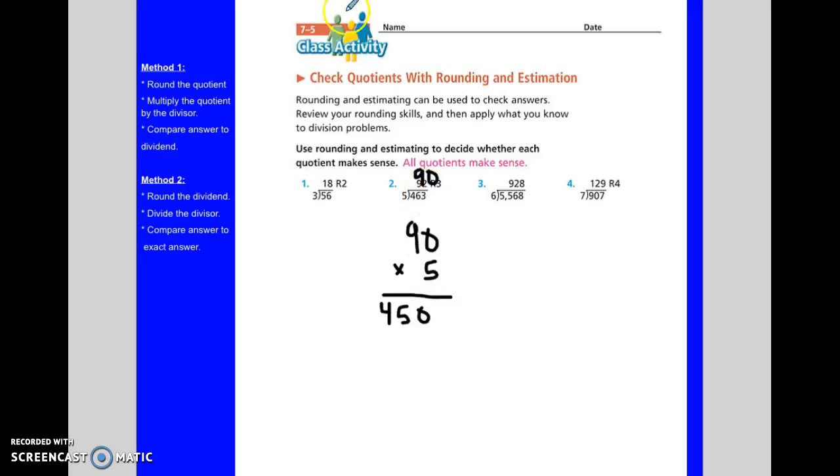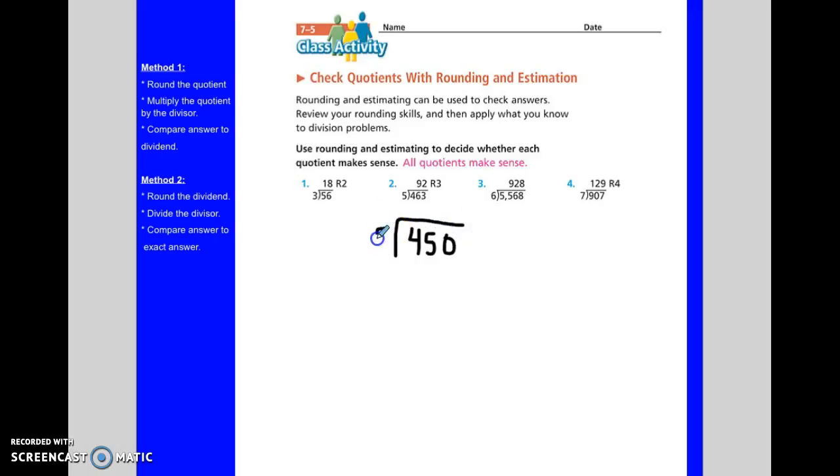All right, let's try it with method 2. So again, in method 2, instead of rounding your quotient, because you're not always going to know your quotient, sometimes you're not, and you'll see in the next problems, we're not going to actually know what the answers are. But you're going to round the dividend instead. And again, you want to round it to something you know 5 goes into. So I'm going to actually round this to 450 because I know that 5 goes into 45 an even amount of times. Okay? So I'm going to try 450.